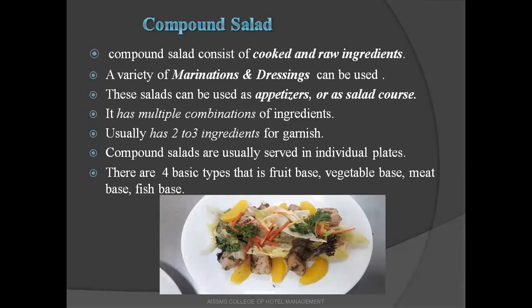Compound salad consists of cooked or raw ingredients or both of them together. A variety of marination and a dressing can be used in compound salads. These salads can be used as appetizers or separate salad course. It has multiple combination of ingredients, usually has two or three ingredients as a garnish. Compound salad are usually served in an individual plate.